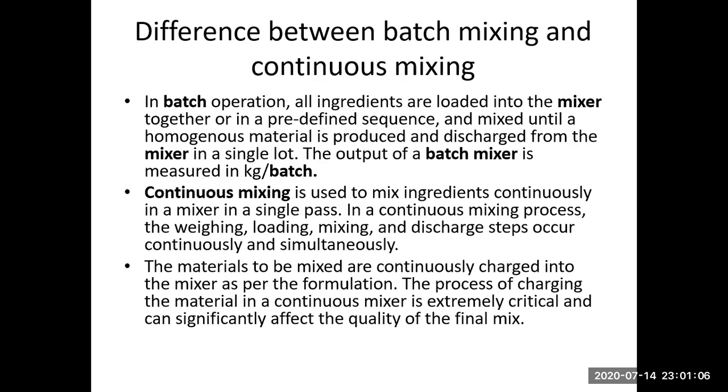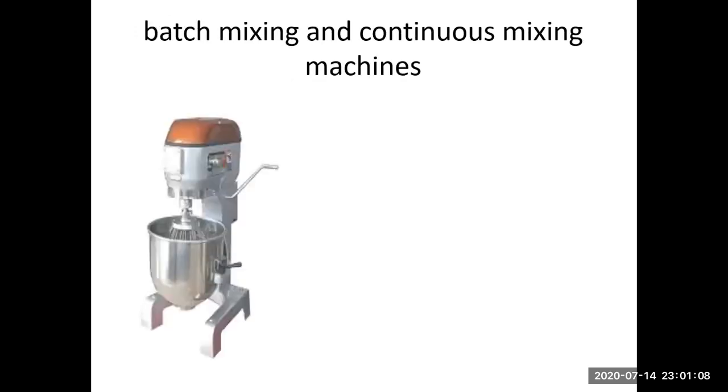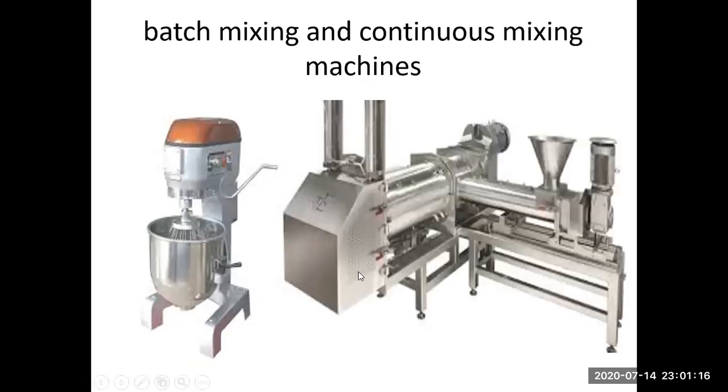These are our batch mixing machines. You already know that it is a vertical mixer. And this is a continuous mixing machine. You pour all your ingredients there, the batter mixture is prepared, and through some pipes it goes to the forming section. It is a continuous process. It will go continuously till the end of the day. So that is the difference between batch and continuous mixing.